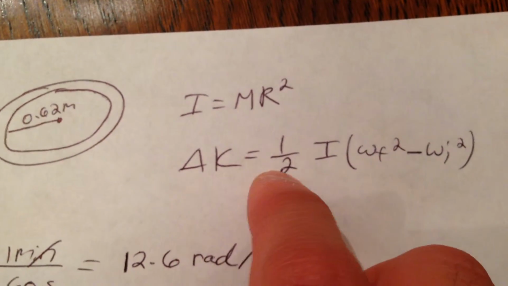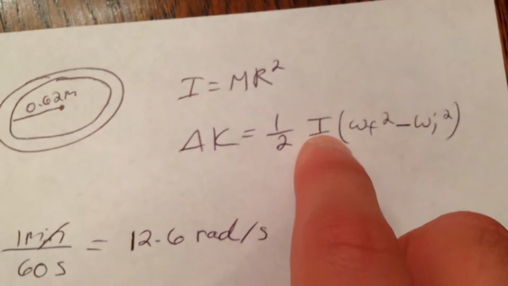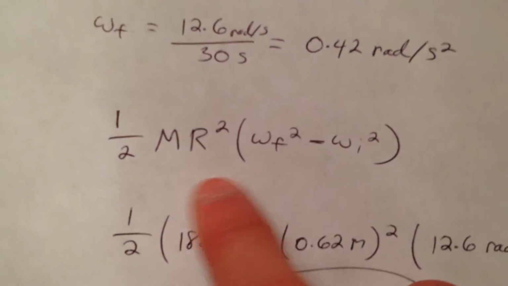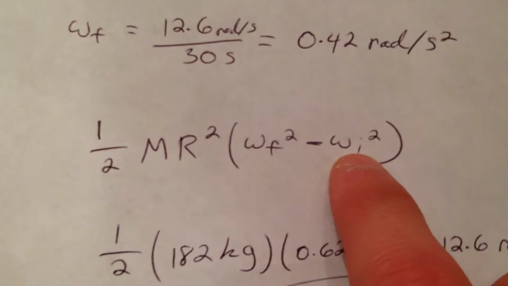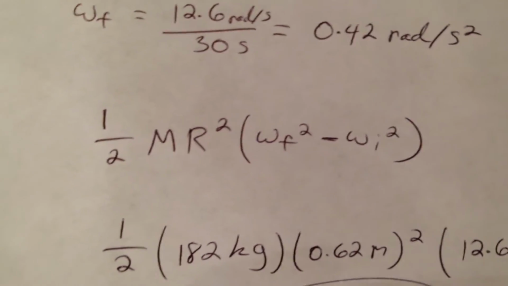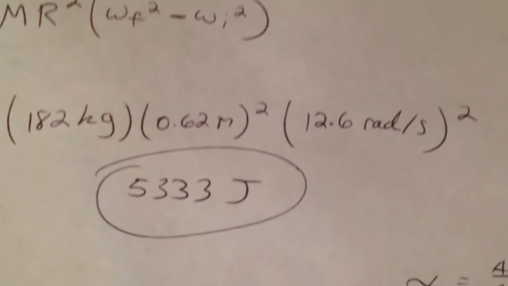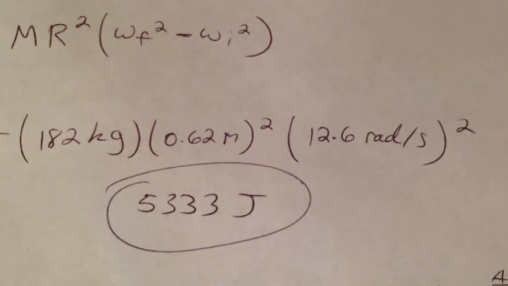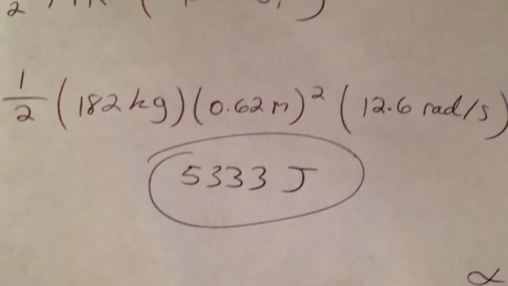So this is the same as this. I just replaced mr squared with the inertia. And of course, the initial omega is 0 because it's starting from rest. So here's the math, and part A is 5,333 joules.